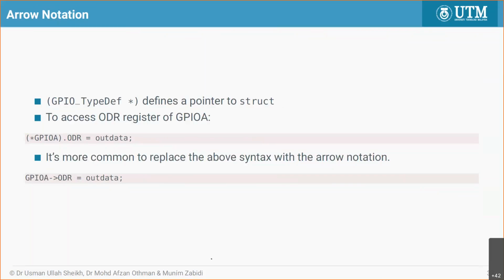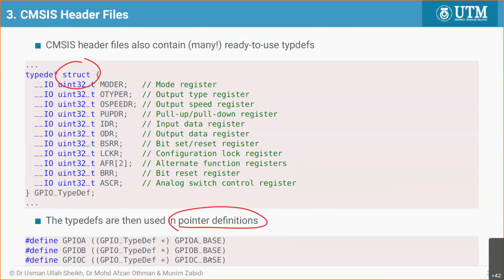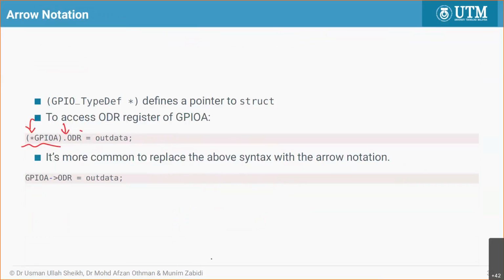So knowing that you want to access the output data register, there are two syntaxes. One is to use the proper C syntax. Pointer there, and the pointer there, bracket there, and there's a dot. And there's a dot there because you are using a structure. So basically it's like this. GPIO A, and then you have a structure.